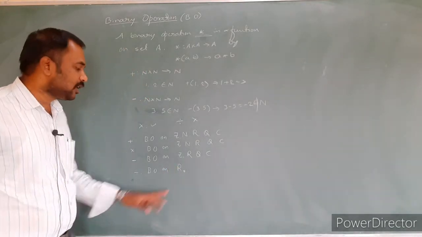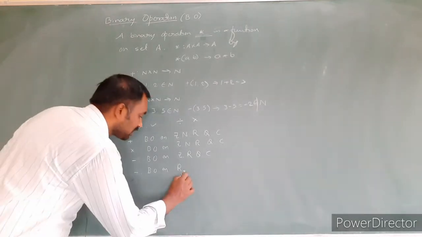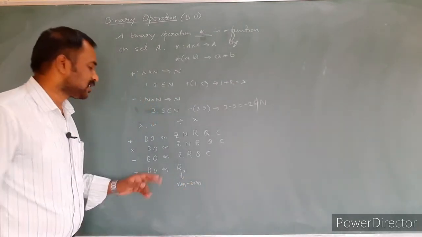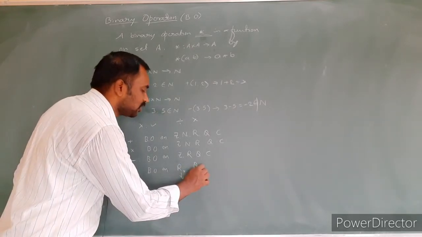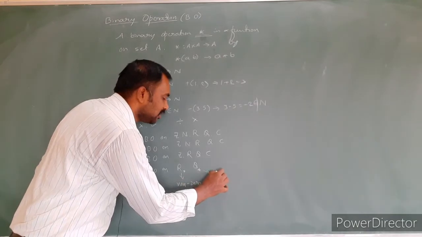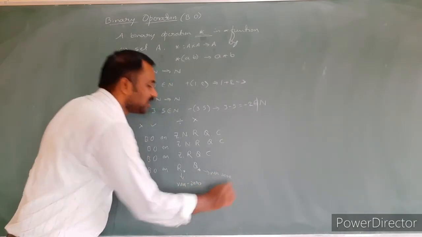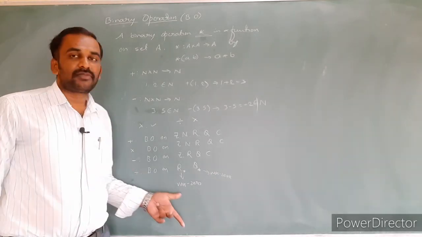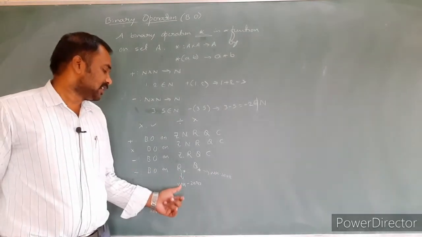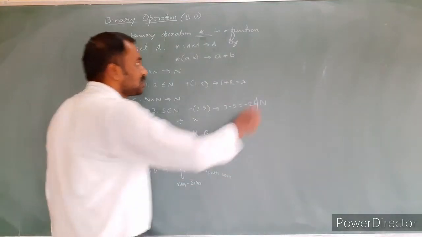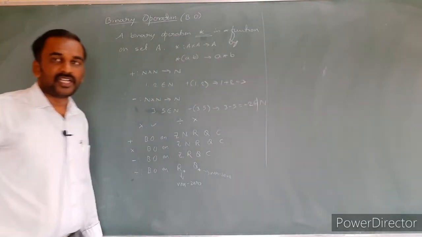What is R star? Non-zero real numbers. R star is nothing but the non-zero real numbers in this case. And similarly, Q star is the non-zero rational numbers. In that case only, division becomes a binary operation on the set of non-zero real numbers and the set of non-zero rational numbers. So this is the basic thing. Are you clear about this one?